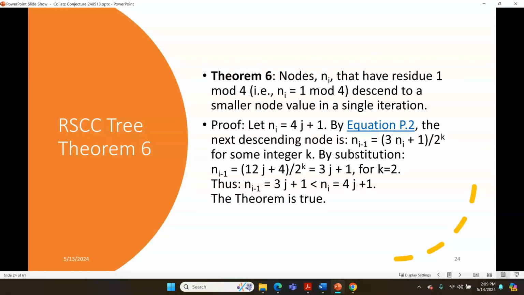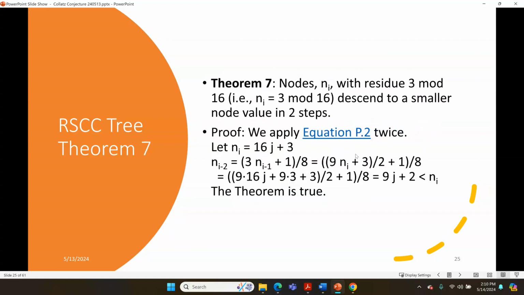This brings us to theorem number 6. Nodes n_i that have a residue 1 mod 4 descend to a smaller node value in a single iteration. This is easily shown. We just set n_i equal to 4j plus 1 for some integer j. We apply that to the descendant equation, 3n plus 1 over 2 to the k, to get 12j plus 4 over 2 to the k. So we set k equal to 2, and that reduces then to 3j plus 1, and we see that 3j plus 1 is less than the starting value of 4j plus 1, so therefore the theorem must be true.